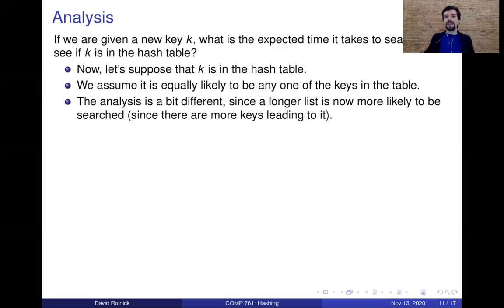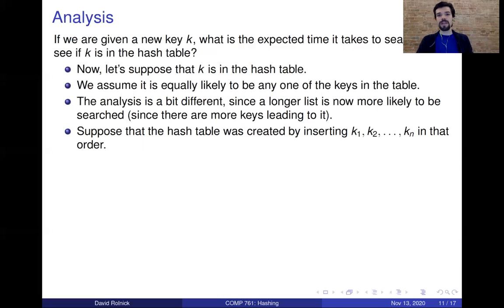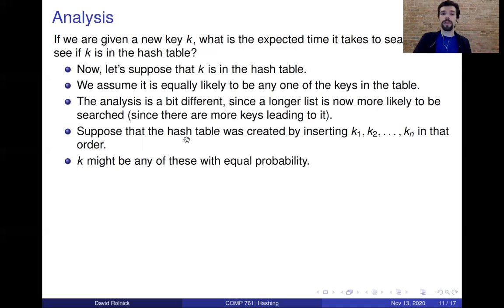So instead of taking a random list from all of your slots, you're biased towards the slots that have more things in them. So the analysis is a bit different. You could end up with a different answer. Let's take a look. Suppose that the hash table was created by inserting some keys in this particular order. K might be any one of these with equal probability.